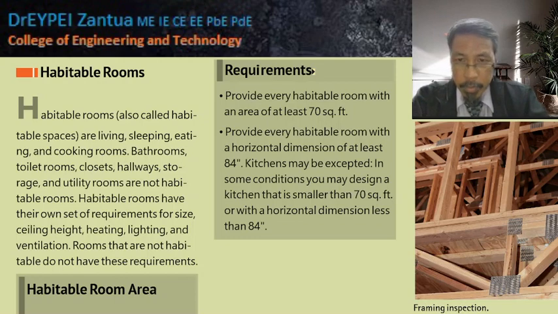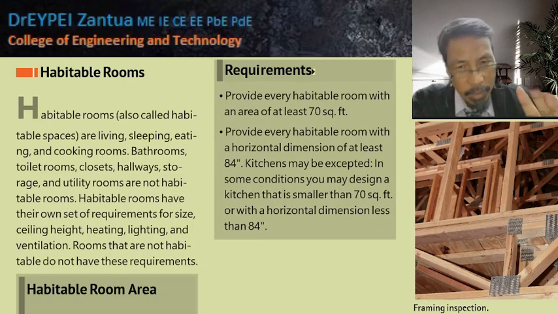Habitable rooms have their own set of requirements for size, ceiling height, heating, lighting, and ventilation. Rooms that are not habitable do not have these requirements. Okay, so let us talk about the requirements for habitable rooms area. We need to provide every habitable room with an area of at least 70 square feet. Take note, 70 square feet.